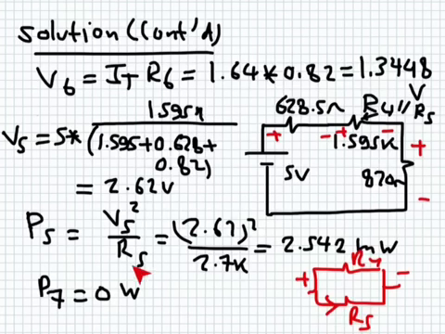And as I explained earlier, there is no power dissipated in the resistance R7 because it's being shorted out. So don't be fooled if you get asked for a power in a shorted resistance, because this power will be zero.